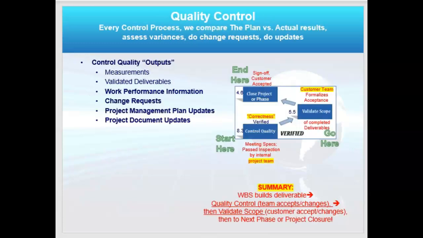Now, quality control outputs include, of course, every control process outputs includes work performance information, change requests, plan updates, and document updates. Every single one of them. What's new here are the measurements and validated deliverables. So I have this deliverables as an input, but now as an output, my team has looked at the deliverables and validated, and I'm right here, and it's ready now to go on to validate scope with the customer.